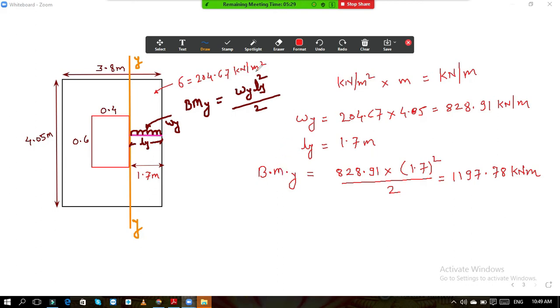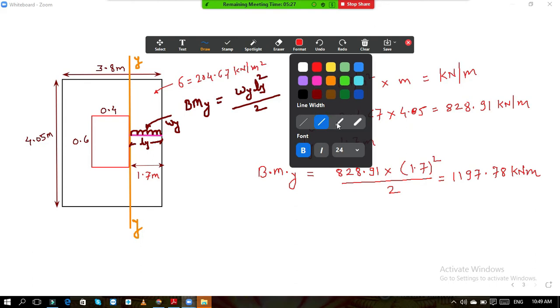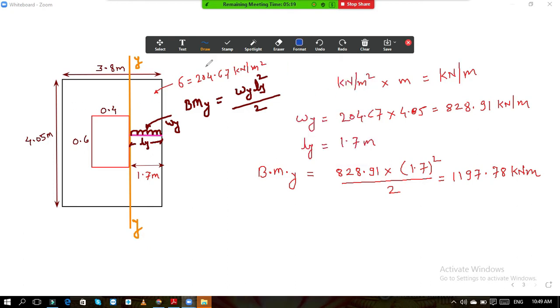Now similarly we will calculate the bending moment in x direction. To calculate the bending moment in x direction, we will consider the section in that direction. So I will draw the section over here. So this is the section along the face, this is XX, section XX. Similarly now we will calculate WX first. WX is equal to, again stress, we know the soil pressure, 204.67. Now in this case we will calculate the UDL along this length.